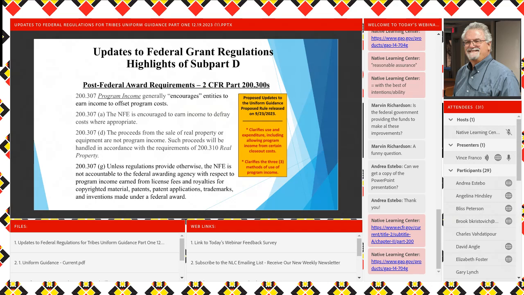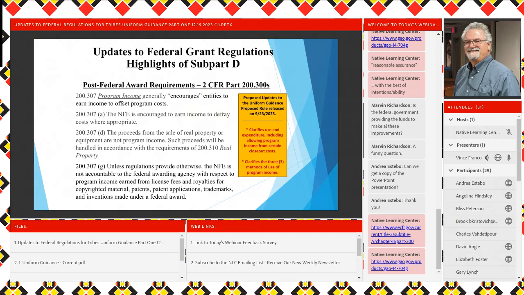Program income is not changing. You can still generate program income with most of the federal funds. You can go here to 200.307 to look up more information on how you can generate program income and how you can use it, and does it in any way, shape, or form affect your subsequent funding. There might be a monetary threshold. There is not a monetary threshold in the uniform guidance.